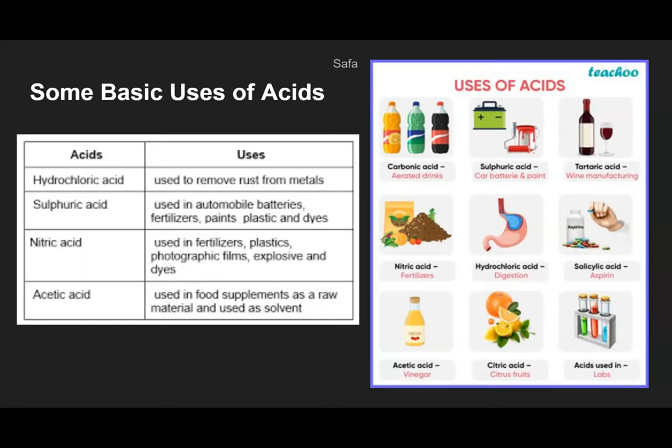On the right-hand side, we see the visual uses of the acid. So here you have carbonic acid, sulfuric acid, tartaric acid, nitric acid, hydrochloric acid, salicylic acid, acetic acid, citric acid, and acid used in labs. And below each of them are actual real-life examples that we use sometimes.